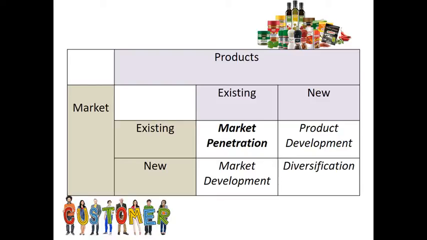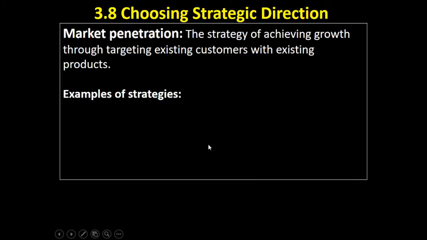In this video we're going to have a look at the strategy that Ansoff suggests of selling existing products to your existing customers. Market penetration: Ansoff defines it as the strategy of achieving growth through targeting existing customers with existing products. So it's related to the grid that we've seen. Well, how might that work?